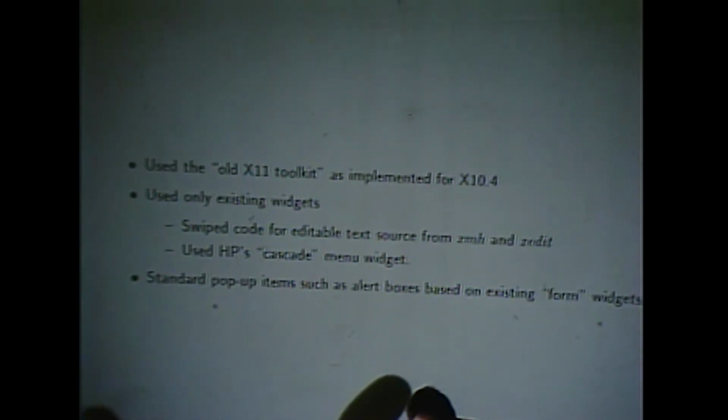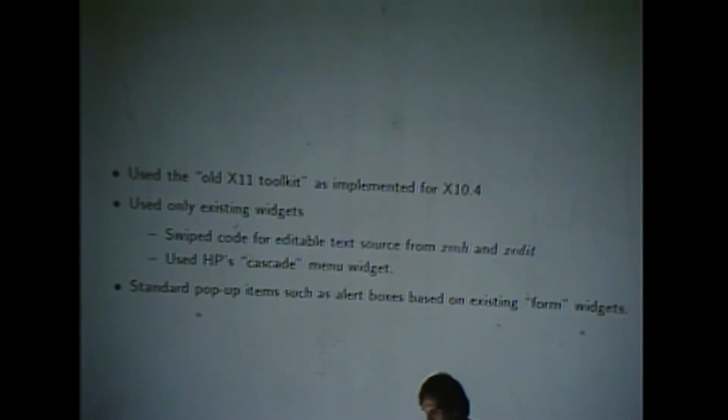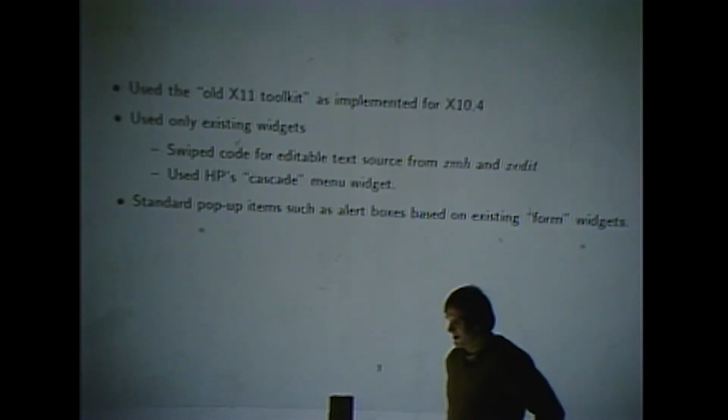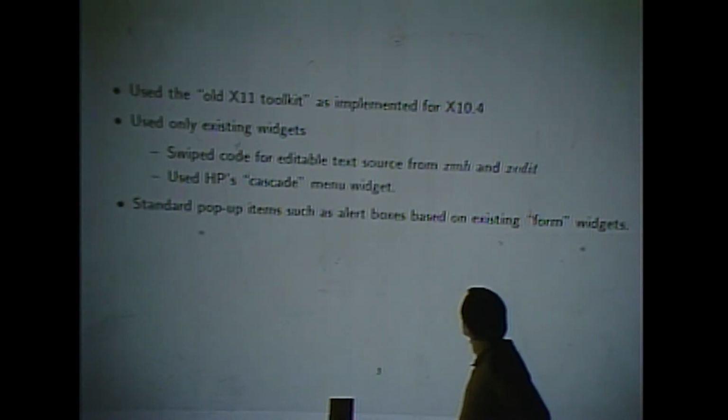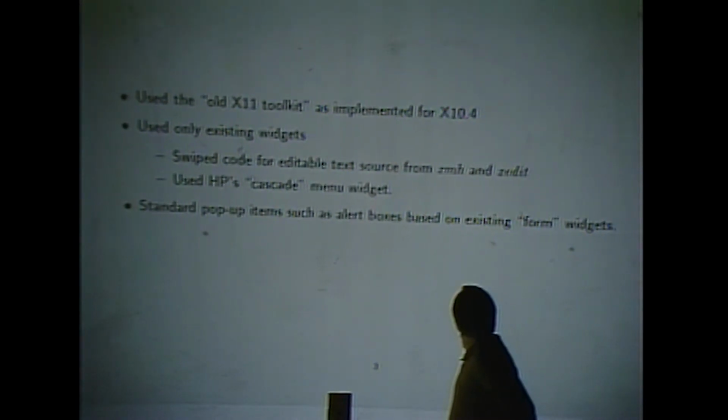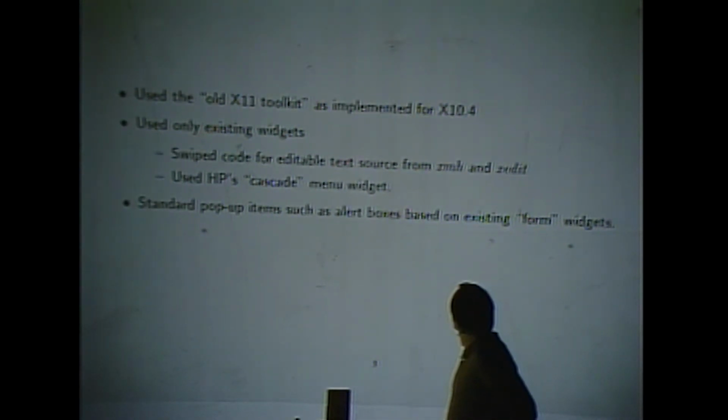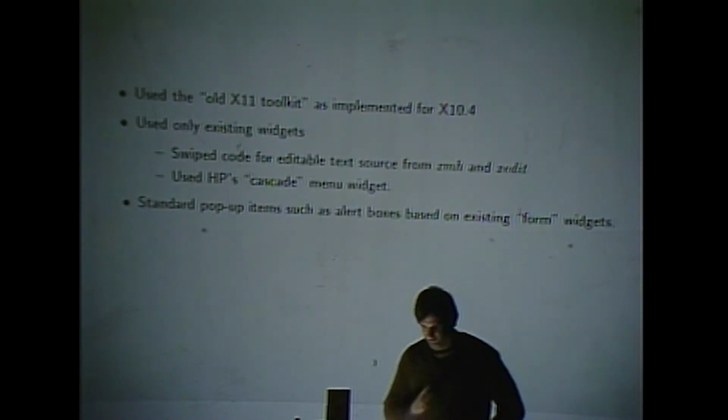Once again, this was just the old X11 toolkit, and we tried not to do much of anything because we were in a hurry. So we only used the existing widgets. The editable text widget source code from XMH and Xedit got incorporated into it. The cascaded menu widget that was in the old toolkit from HP was incorporated into it. And alert boxes and dialog boxes were basically just form widgets.